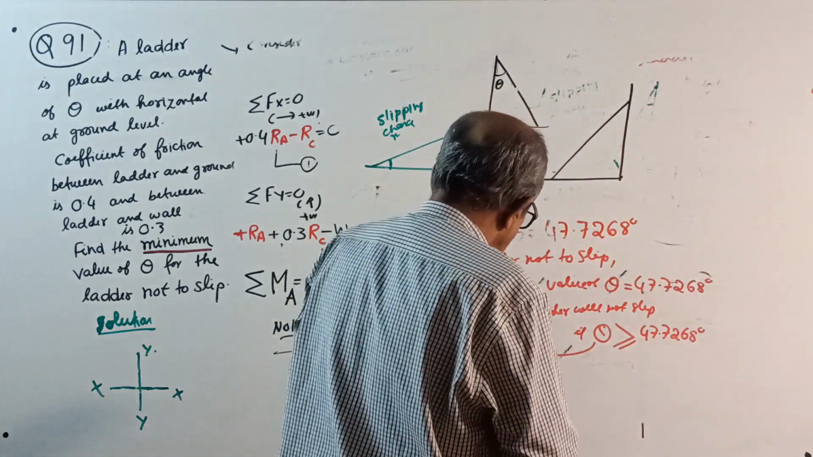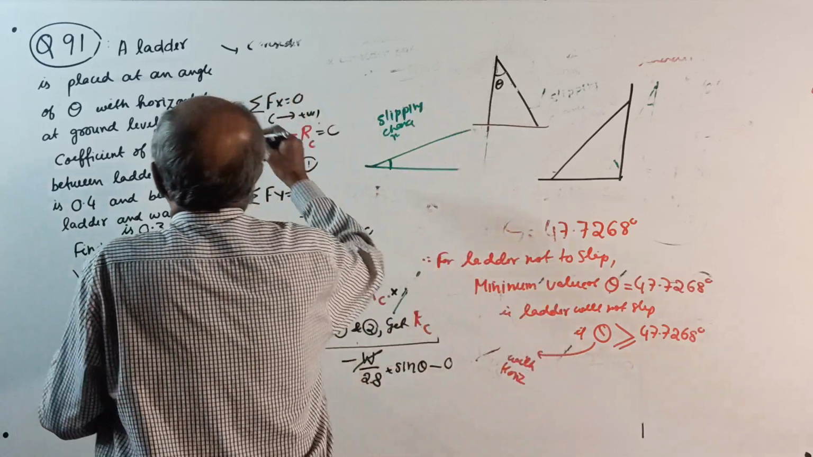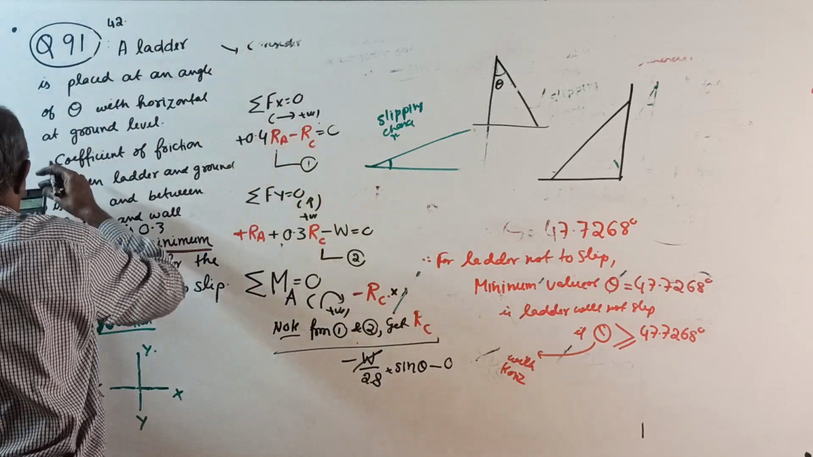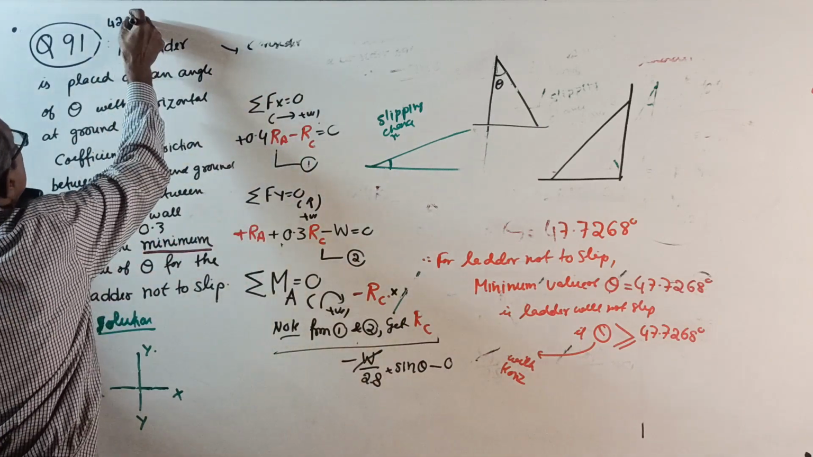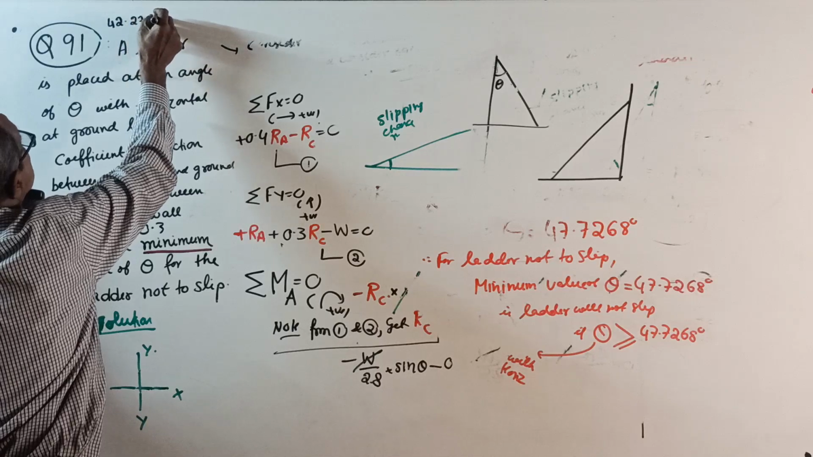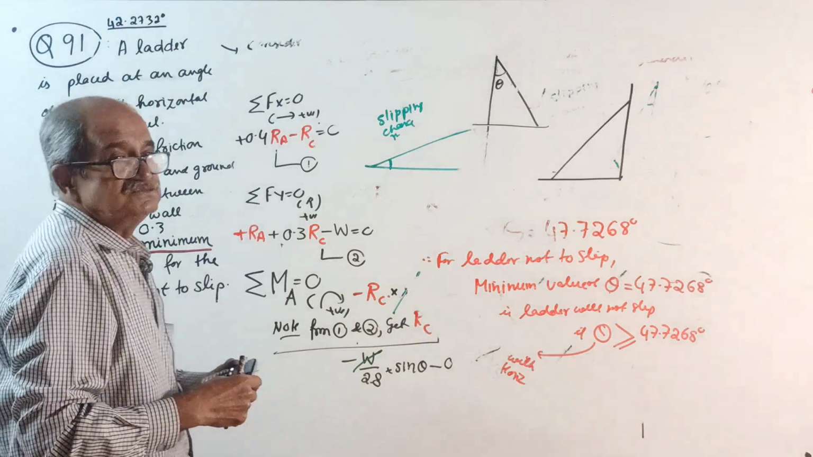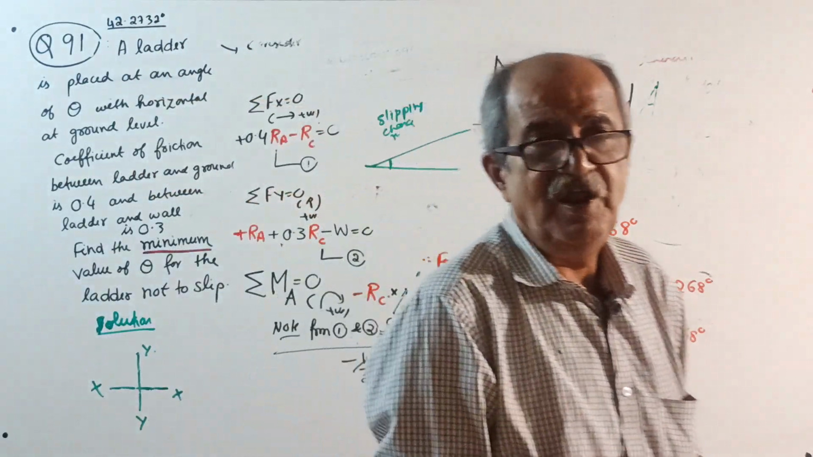It has to come 42, I write here, 42.2732 degrees. This much answer should come for the next question. Committed. Okay. Now I'll give the question for you. I'll rub the board and solve.